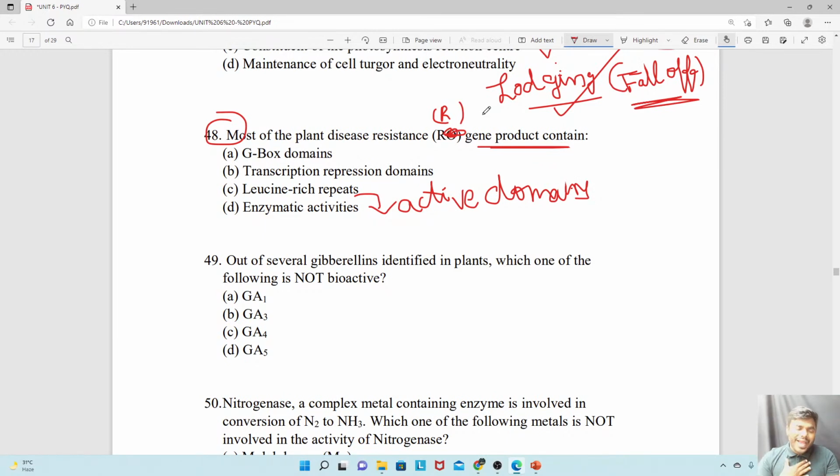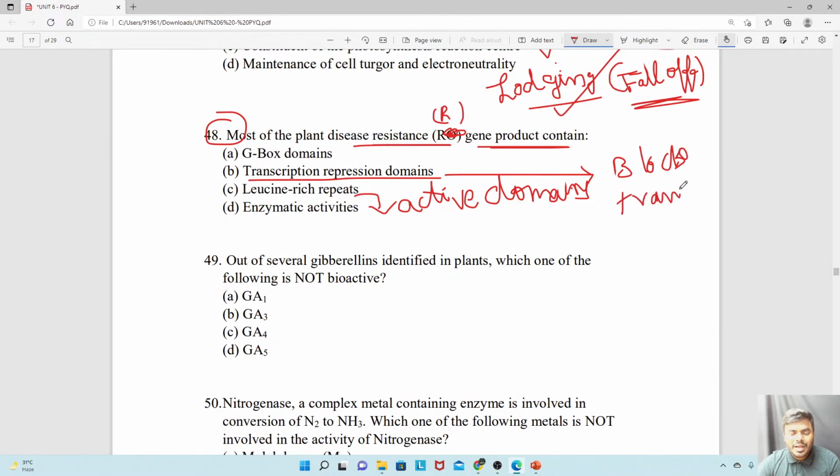Every student, listen to my statements carefully. I am a plant body. Inside my body a particular nematode has attacked me. Now I have to inhibit the growth of the nematode, correct or not? How can I inhibit the growth of the nematode, friends? I can inhibit its growth by blocking its transcription. Very simple. So most disease resistant plants contain transcription repressor domains which can block the transcription of that particular nematode or whatever is attacking the plant body.